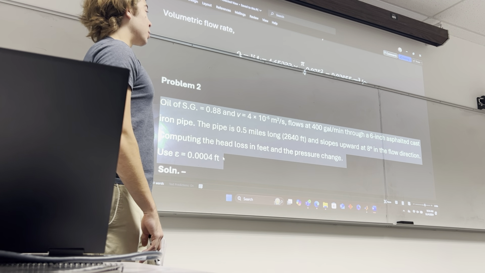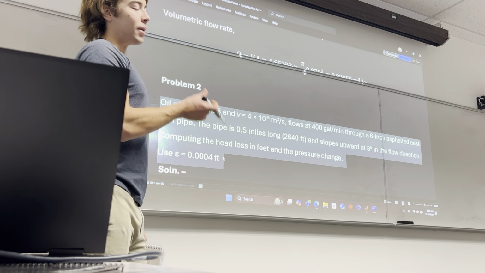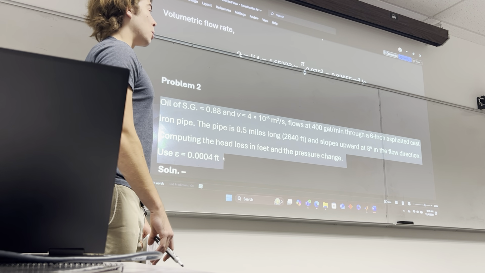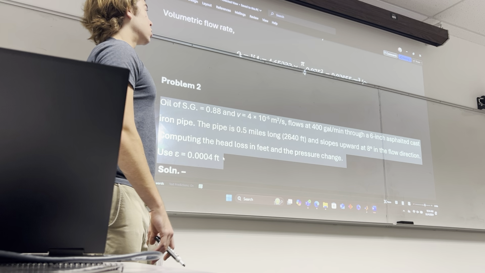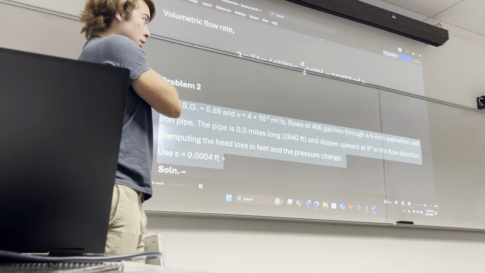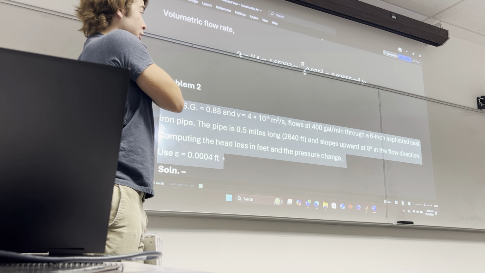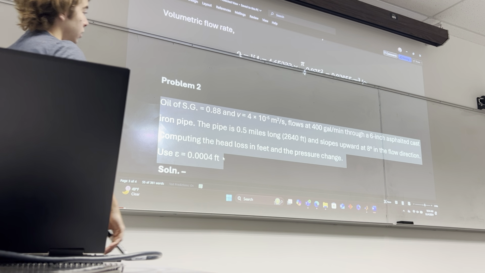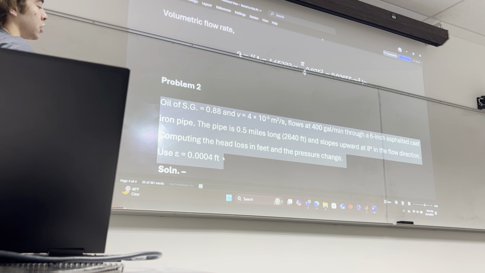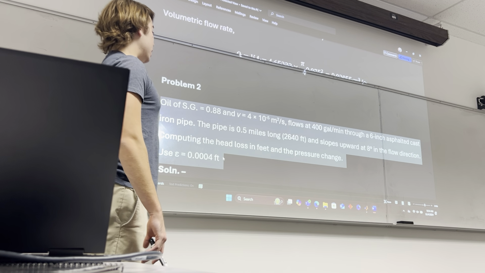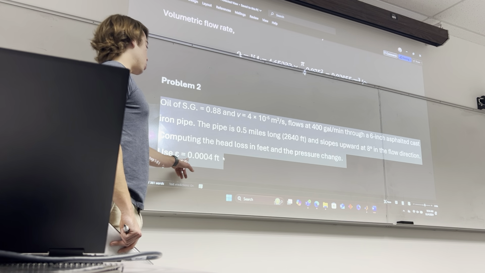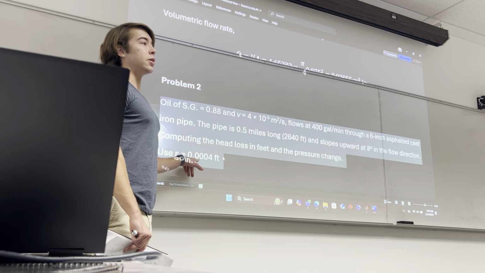It flows at 400 gallons per minute. And this is all imperial, so keep those values in mind as we're going through this. It flows at 400 gallons a minute through a 6-inch asphalted cast iron pipe. The pipe is half a mile long and slopes upward at 8 degrees in the flow direction. Compute the head loss in feet and pressure change, use epsilon equals 0.0004. This is a more realistic epsilon value, like tiny.